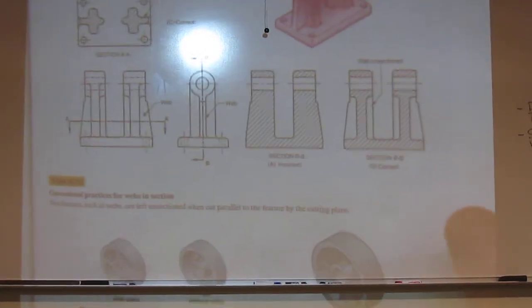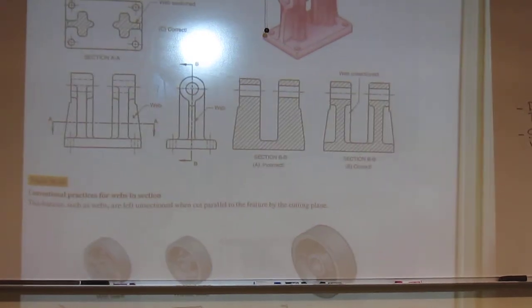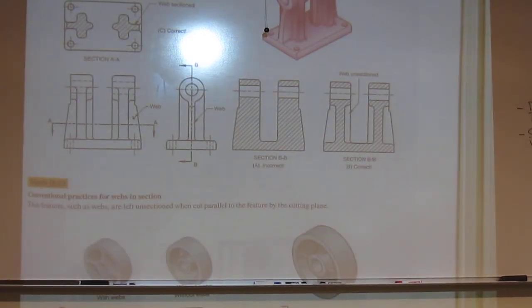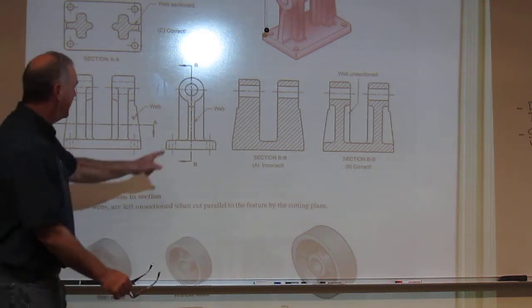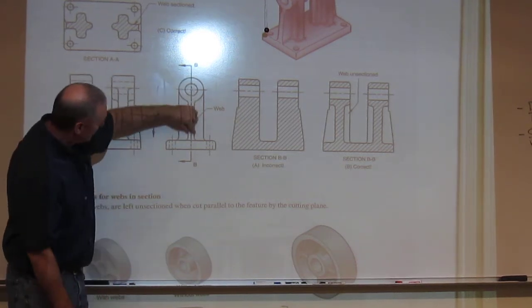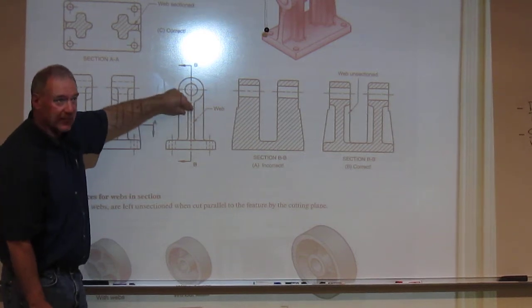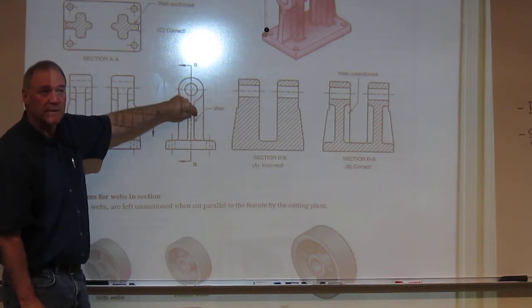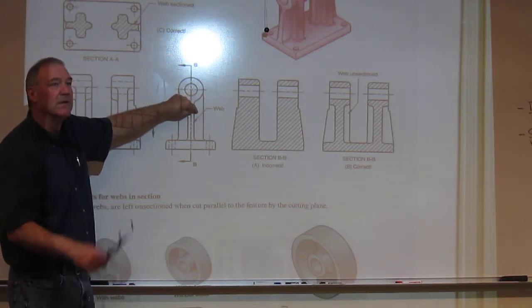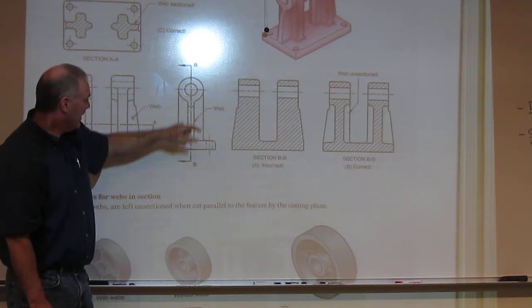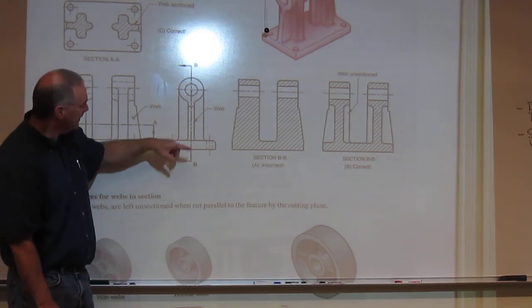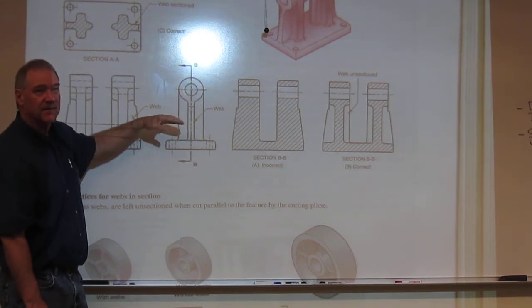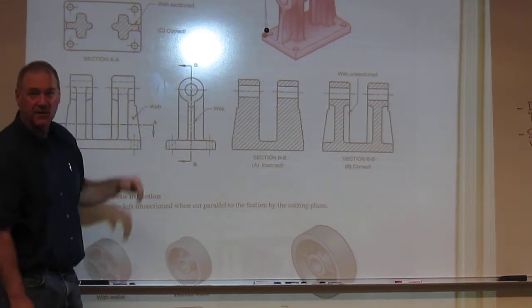Okay, the general rule on this is when you cut parallel to the long axis of them, they don't have mass. They're thin, they're considered thin parts, like in section B here. We're going parallel to the long axis of that structural part. So that's not going to be section lined. We're still going to draw it in full. We're still going to project it and draw it in full. We just don't section line it. Now, if I cut perpendicular to the long axis, then I do section line it, as in section A.